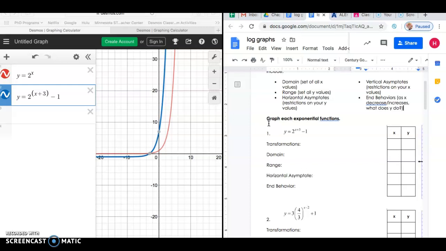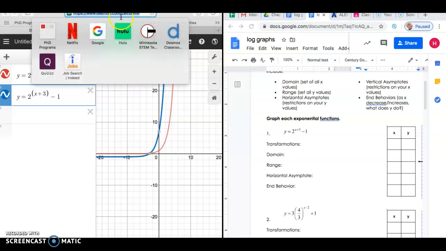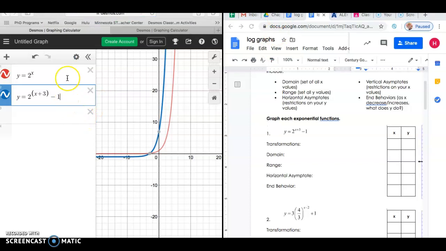So what you guys are going to do is take your handy-dandy laptop, Chromebook, or desktop, whatever you're working on right now, and go to desmos.com. Remember that fun website we use to graph all of our circles and all of that? We're going to be using it again. You're going to look at number 1. It says y is equal to 2 to the x plus 3, minus 1.